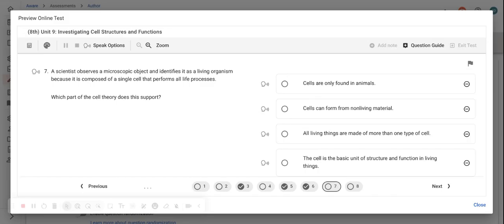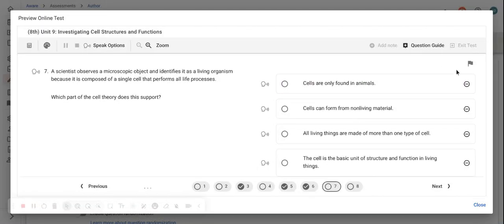All right, number 7. A scientist identifies something as living because it is made of one cell that performs all life processes. Which part of cell theory does this support? So the key phrase here is one cell that performs all life processes. Cell theory says that a cell is the basic unit of structure and function in all living things. If a single cell can do everything needed to be alive, then that proves the idea.